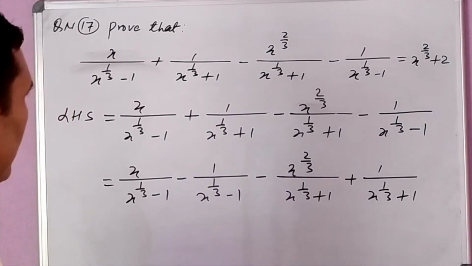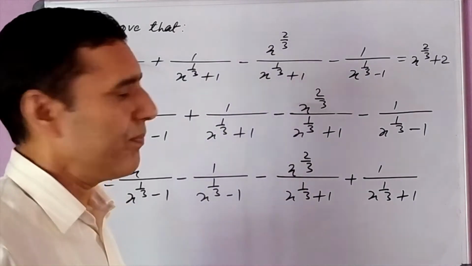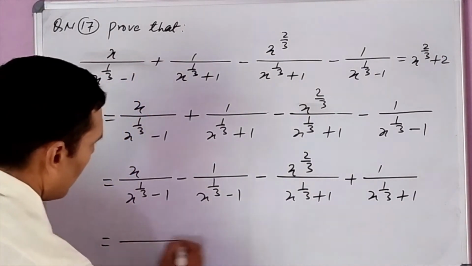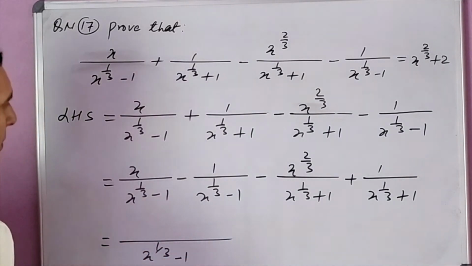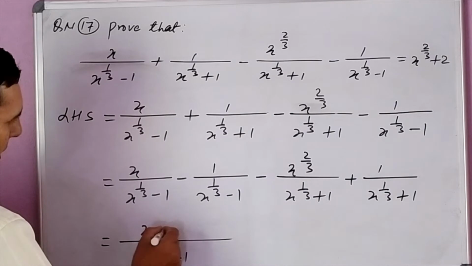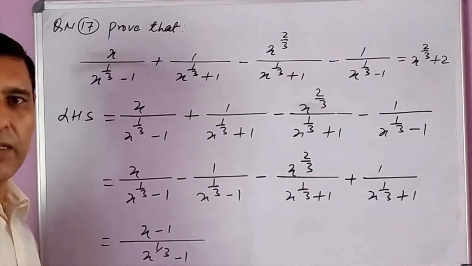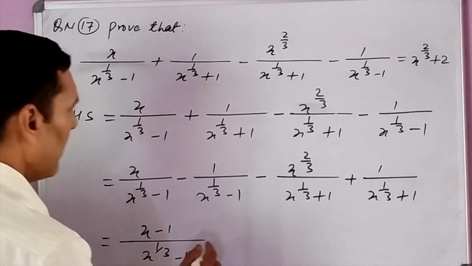Now we take the LCM in the first two terms and in the last two terms separately. So what is the LCM? x to the power 1 by 3 minus 1. Now the numerator is x minus 1 only, because the denominators and the LCM are the same. So the numerator remains the same, x minus 1.